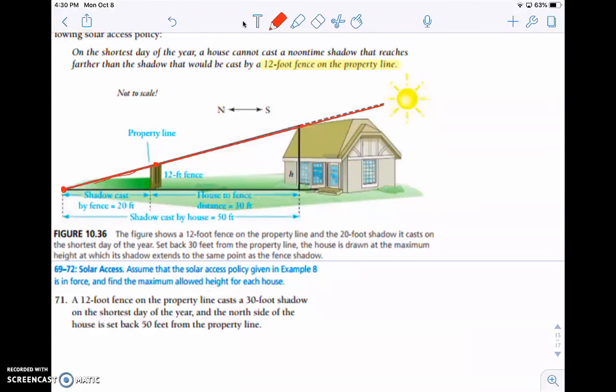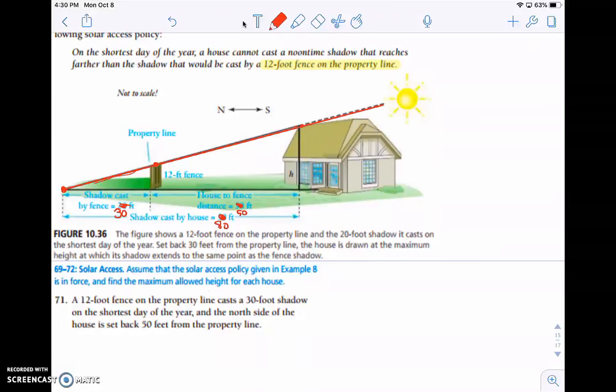And so in our example, we have a 12-foot fence on the property line cast a 30-foot shadow. In this example, you've got 20 feet, but for our example, we are going 30 feet. So the sun would actually be at a lower declination because it's casting a longer shadow. And on the shortest day, the north side of the house is set back 50 feet. So instead of 30 here, this is 50 for us. So from house to the end would be the 30 plus 50, or 80 feet. So that's how we'd modify ours.